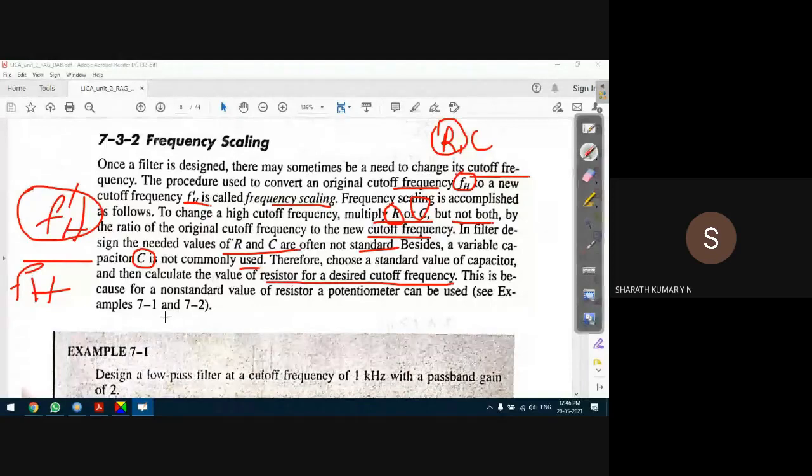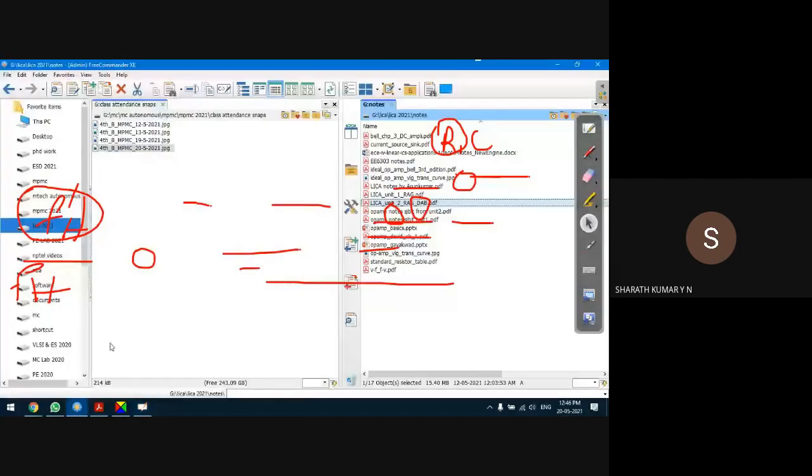Because a non-standard value of resistor or potentiometer is okay. I think in one of the classes I had shown the standard potentiometer values. Just a minute, I'll check it. In case I have that, I think I had saved it somewhere.